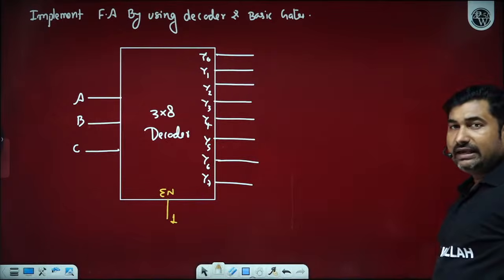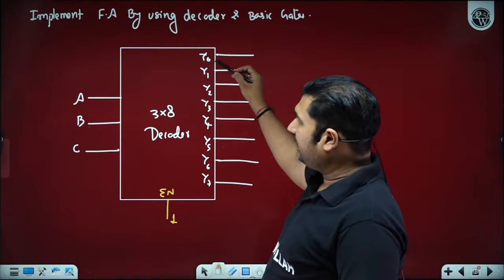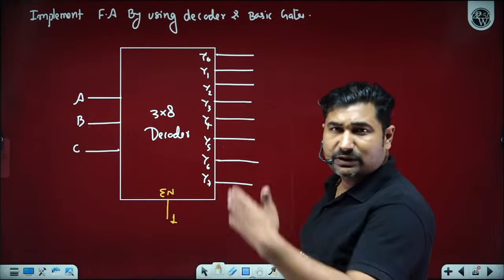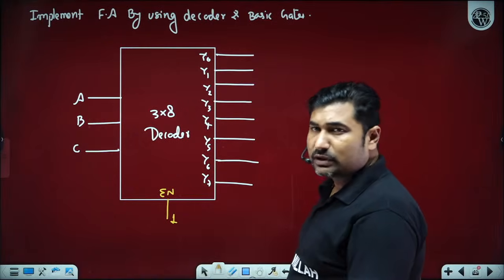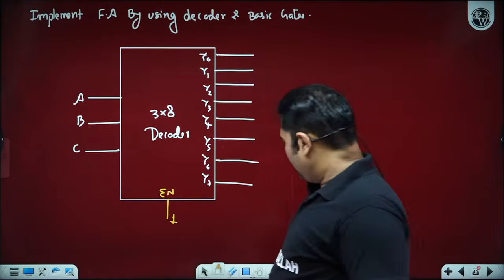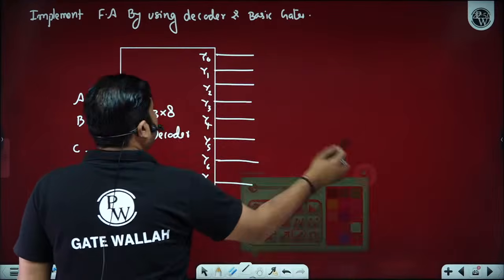So we have A, B, C. So how many possibilities we have? 0 to 7. Depending upon the binary data applied to the input, one of the output lines will become logic 1.